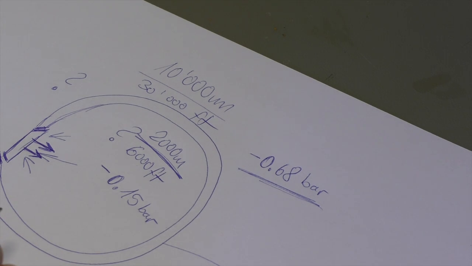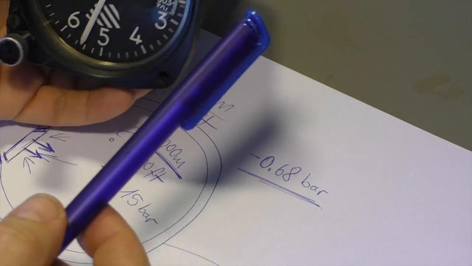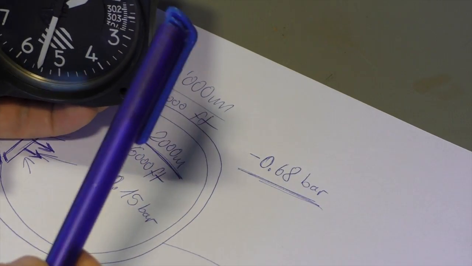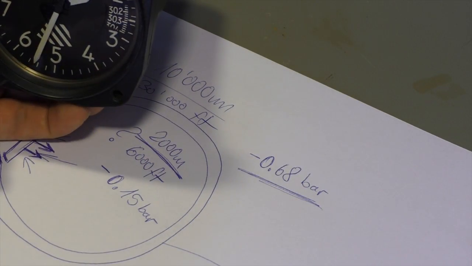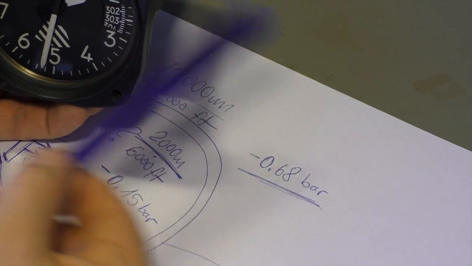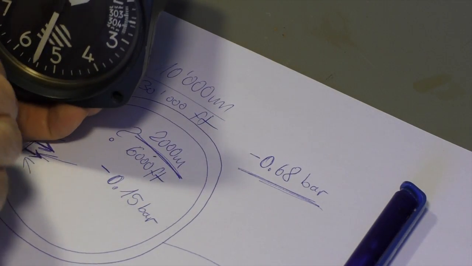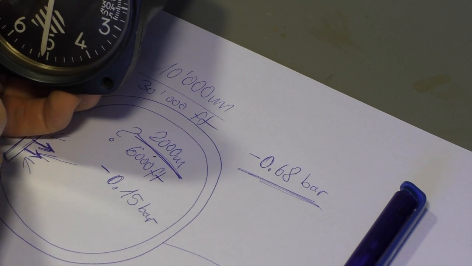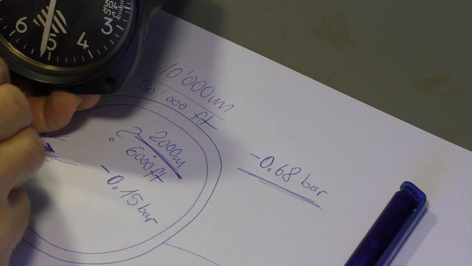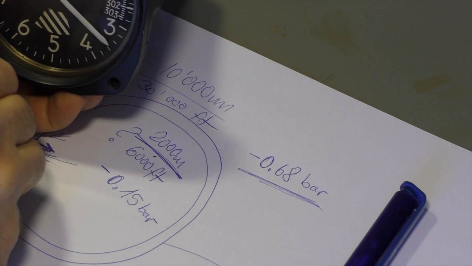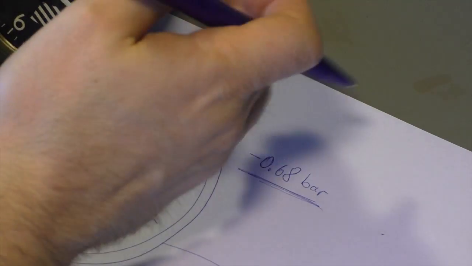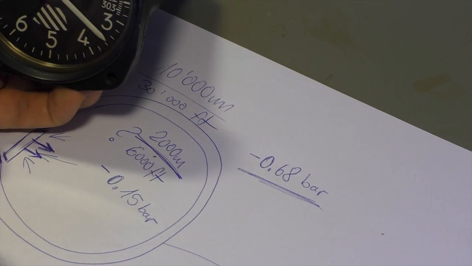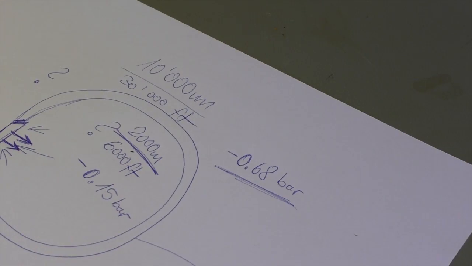And our altimeter should read about the same value as before. It does not, because, well, it's a mechanical thing, it's very old. We can tap it a little bit, but yeah, we are close enough. 100 feet, maybe 200 feet off the center, but okay, that's good enough.